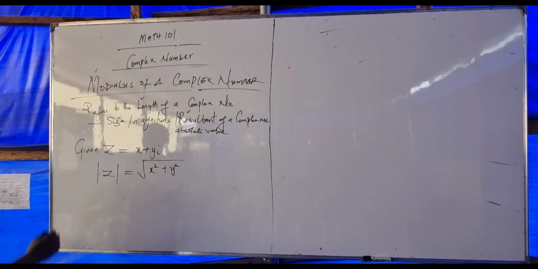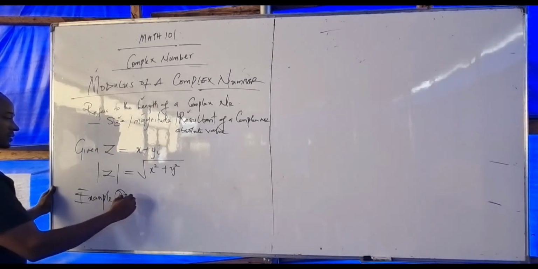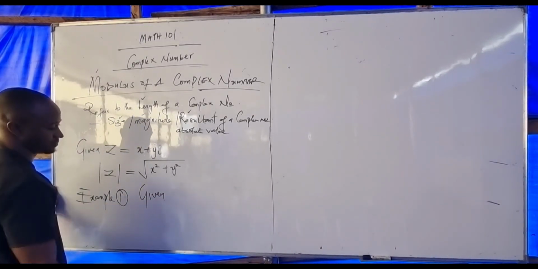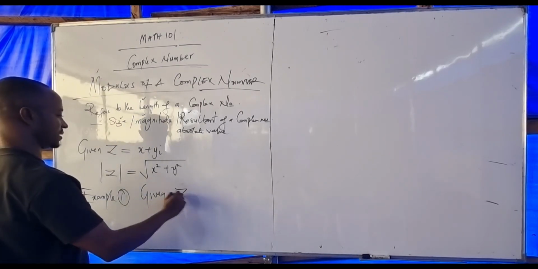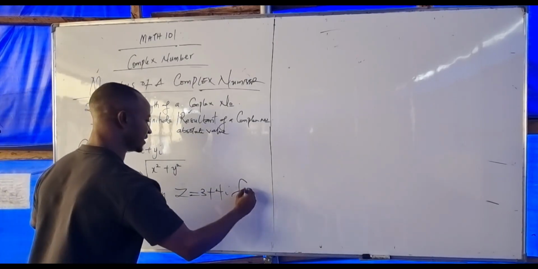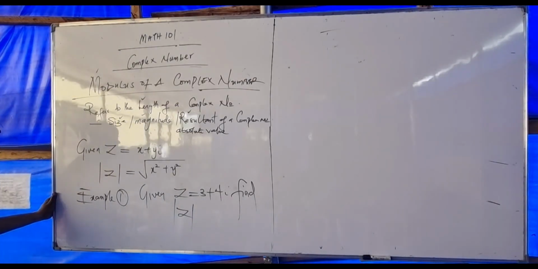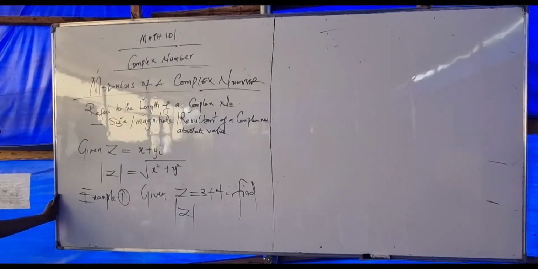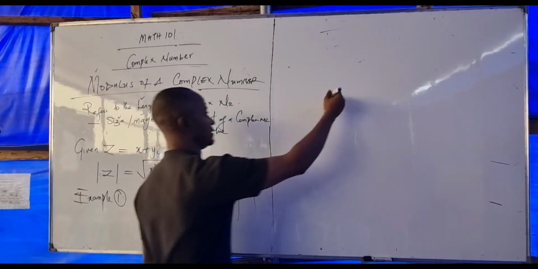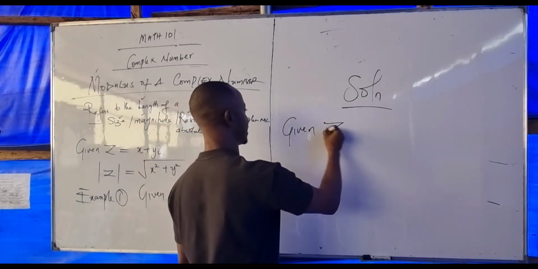Look at this example. Example 1. Given Z equals 3 plus 4i, then we have to find Z modulus. We are given this. This is very simple. Are you there? So what do we do here? Solution. We are given that our Z equals to what?